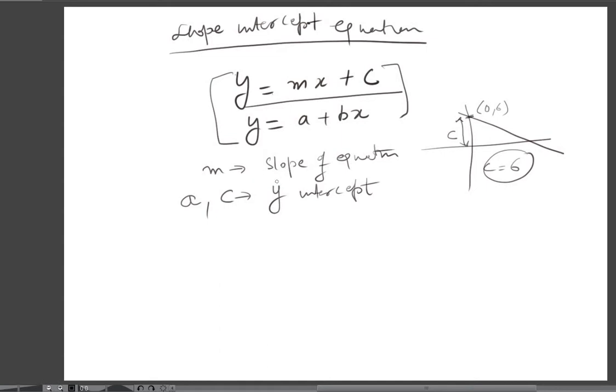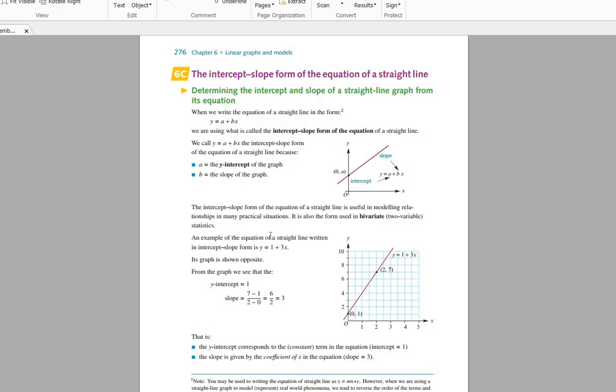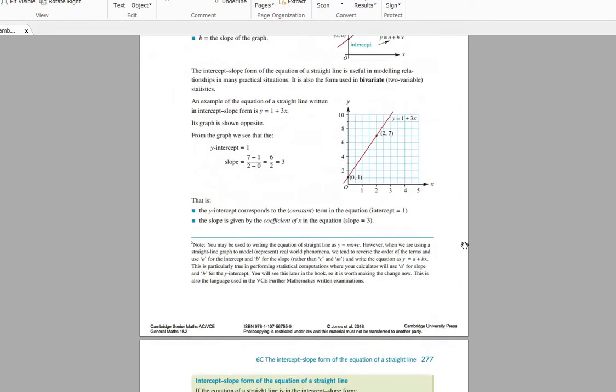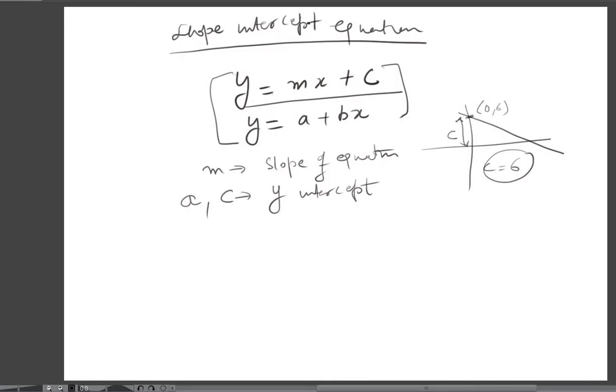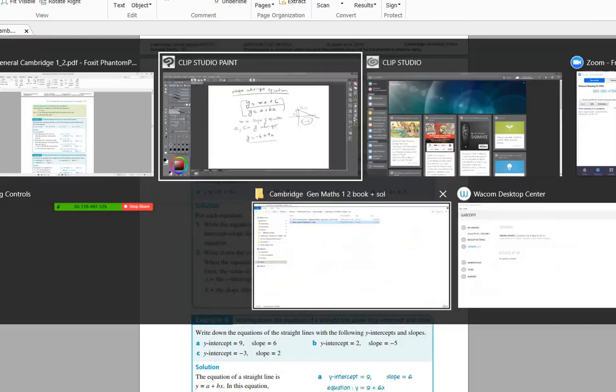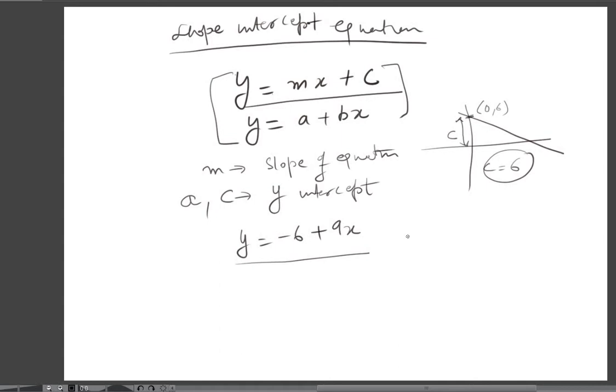All right, now let's do an example. If you go to the book, page 277, example 5. It says y equals negative 6 plus 9x. If I've got this equation and I'm asked to find the y-intercept and the slope, that means I'm asked to find the a and b.